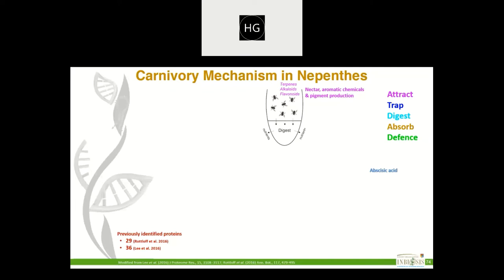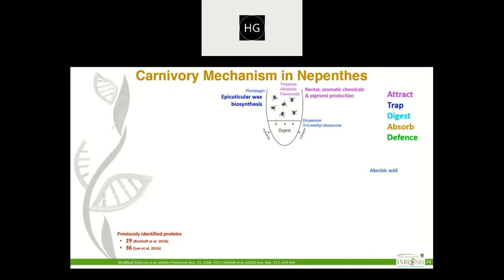Then you have this plumbagin, droserone, and this methyl droserone. Actually, it's kind of like a chloroform to humans. It actually makes the prey dizzy. So they were confused and drowned in the fluid. So that's how they die. Okay. And then they see epicuticular wax biosynthesis for the waxy zone.